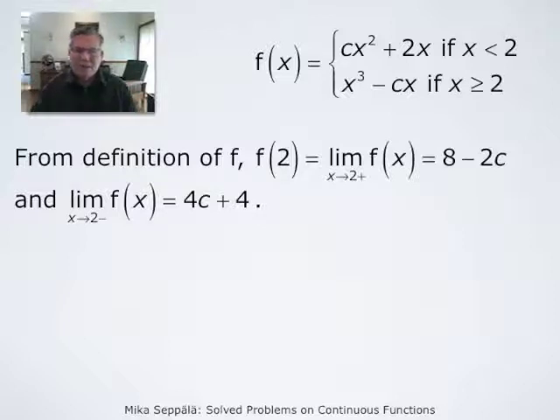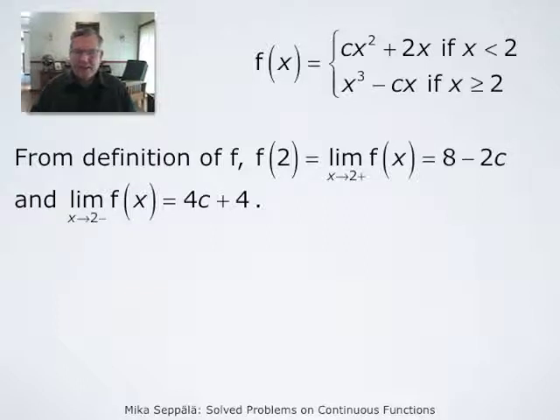And therefore it is the same as the limit of x cubed minus c times x as x approaches 2, and this is 8 minus 2 times c. The left-hand limit is likewise the limit of the expression cx squared plus 2x when x approaches 2, and that is 4 times c plus 4. You get these results simply by plugging in the value x equals 2.